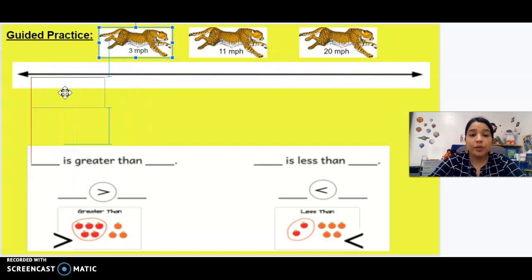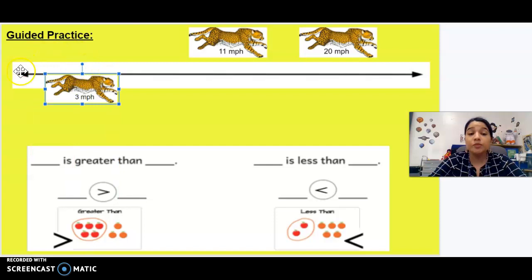I'm going to put 3 over here to the left. Remember, the smallest number goes to the left. Now let's look at 11 and 20.